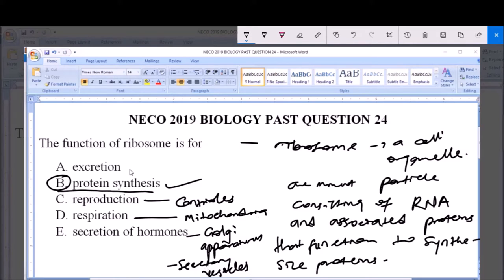Therefore, excretion, you can see even the cell membrane here, the cell membrane in some organisms actually helps in removal of unwanted substances as excretion. But the part responsible for protein synthesis is the ribosome. So ribosome is responsible for protein synthesis, and that is option B.